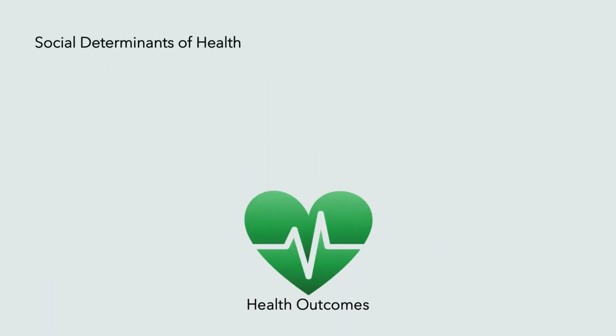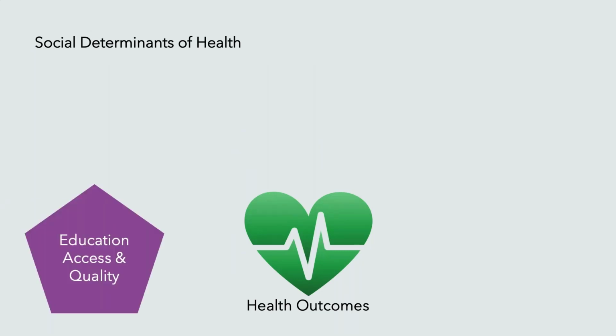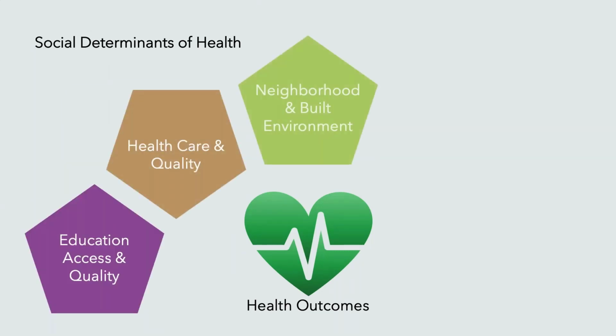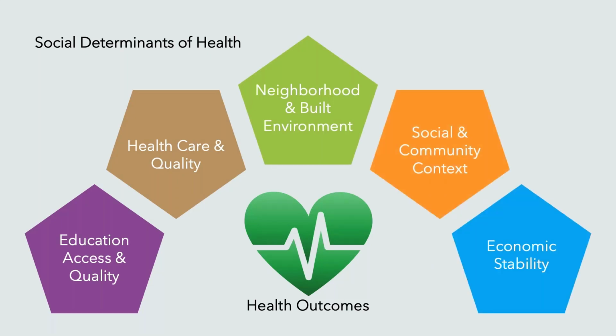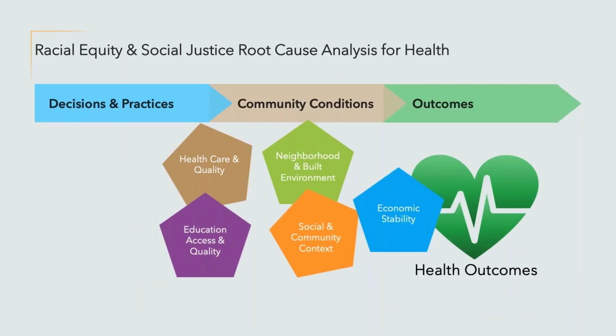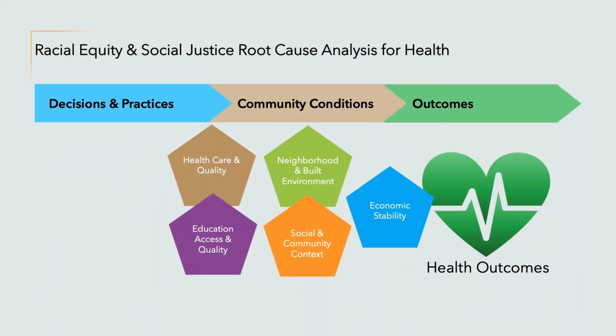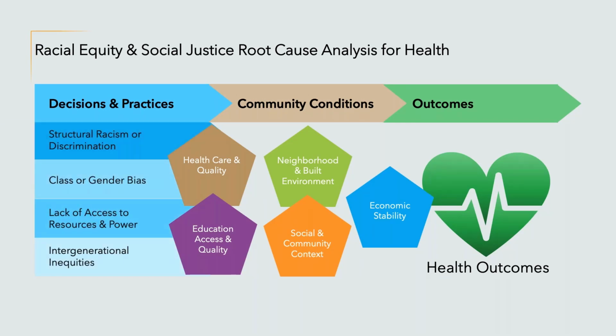The social determinants of health, which recognize that many factors impact health outcomes, including education access and quality, healthcare access and quality, neighborhood and built environment, social and community context, and economic stability, all of which profoundly impact health outcomes. The social determinants of health align well with equity and social justice best practices for root cause analysis. The determinants themselves largely reflect community conditions that exist where people live, work, and play, all of which may be influenced by upstream decisions and practices.